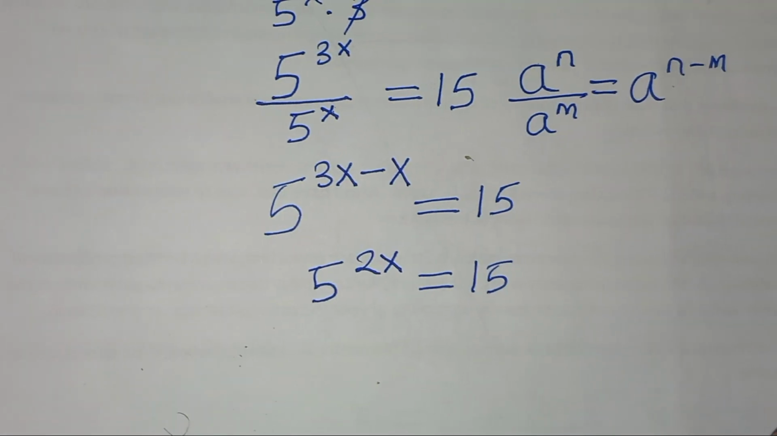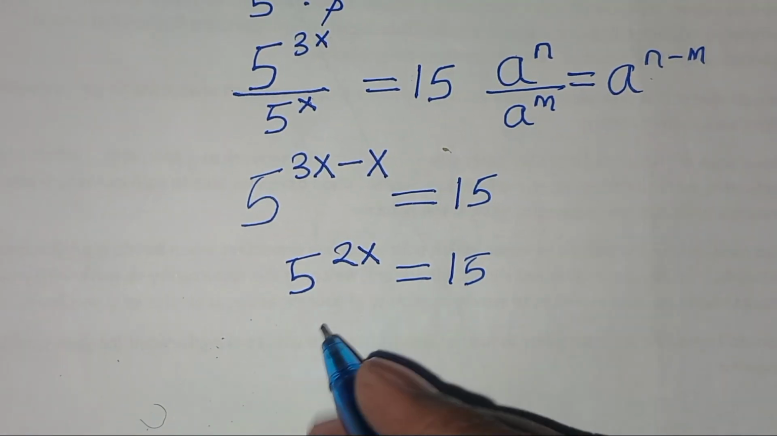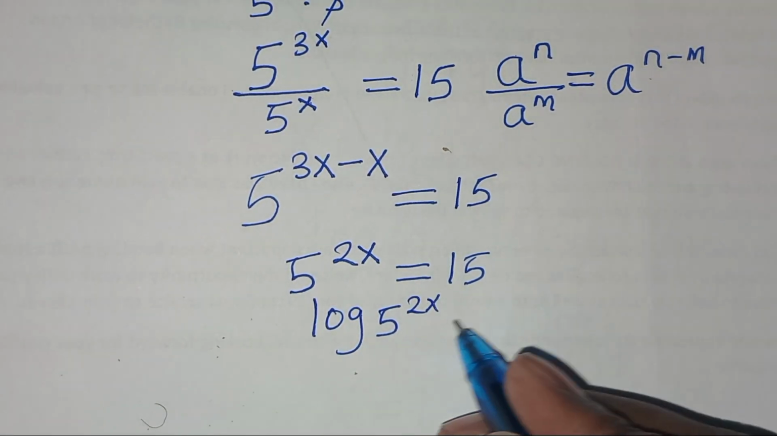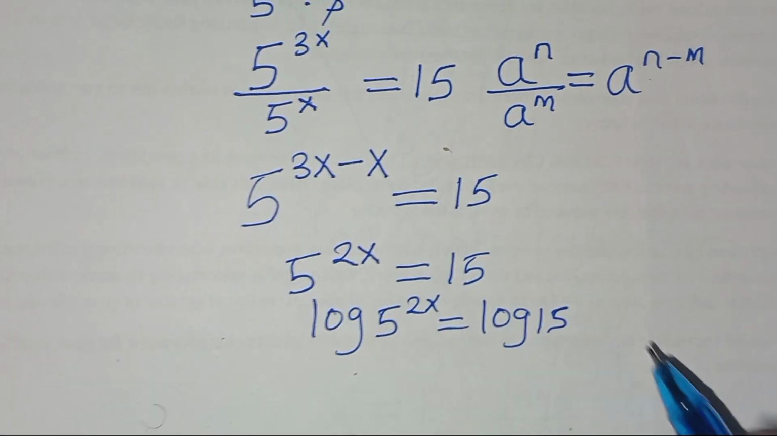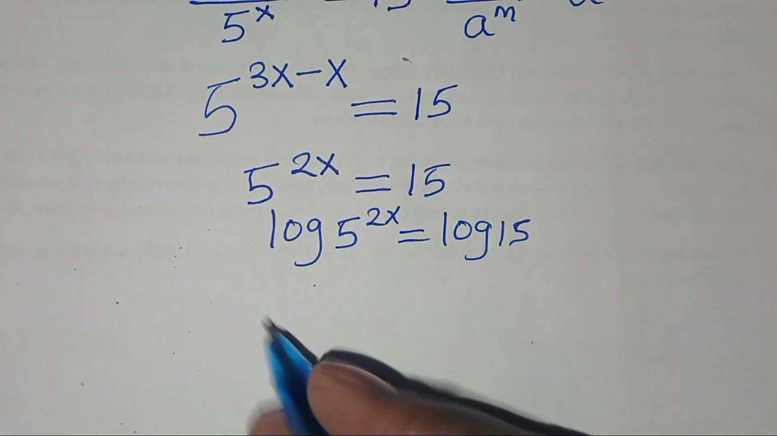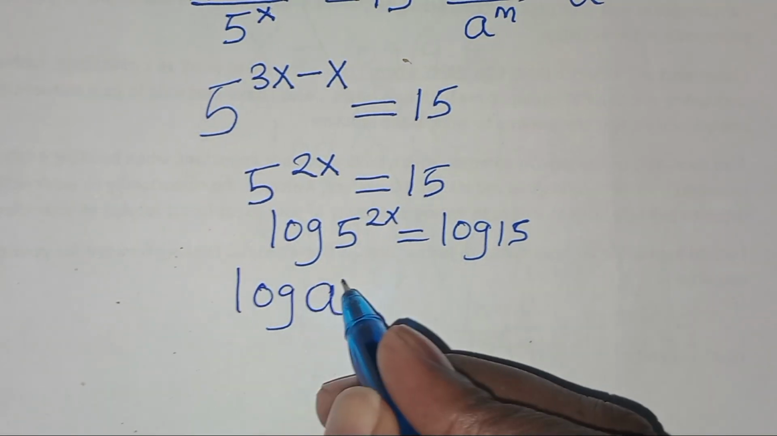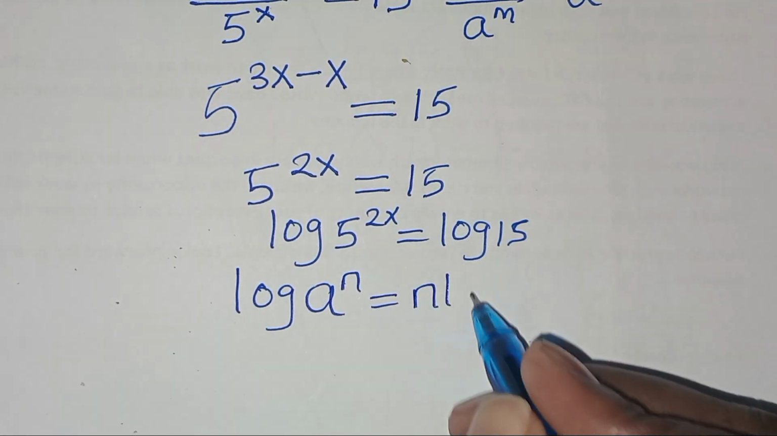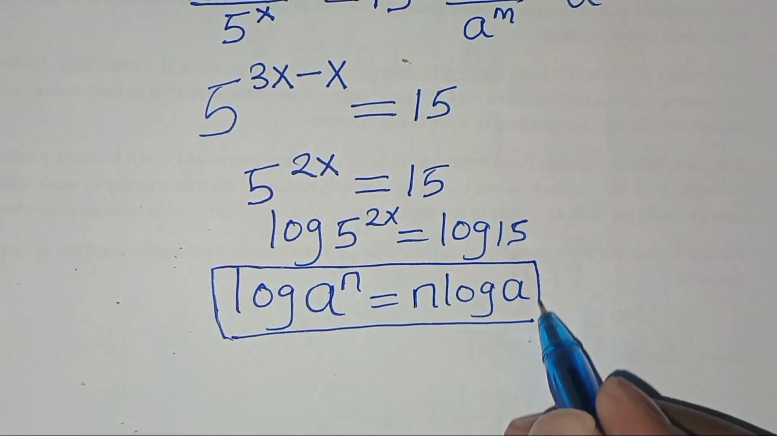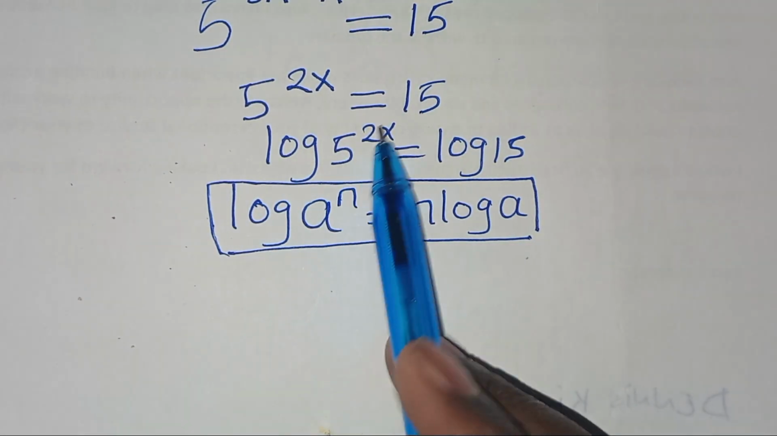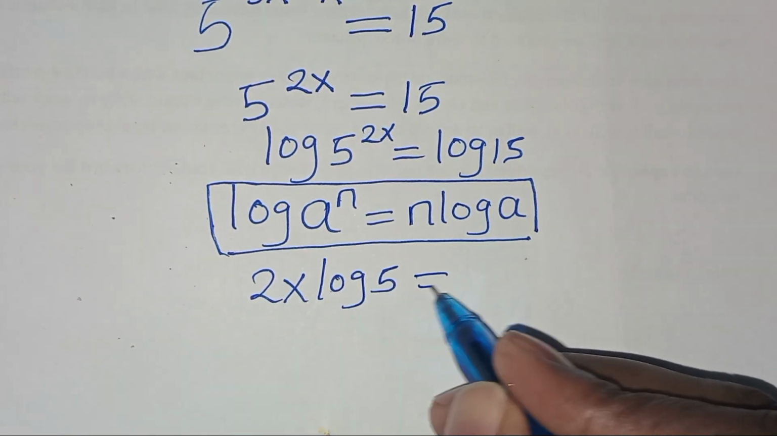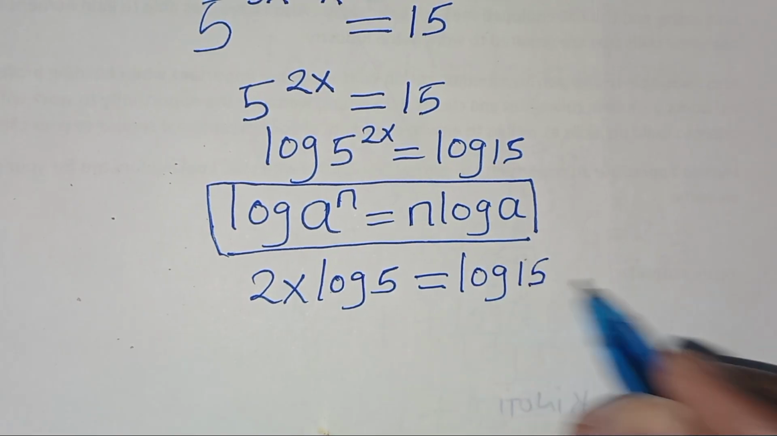Now to solve for the value of x, we introduce logarithm on both sides, so that here we have log 5^(2x) equal to log 15. Log 5^(2x) is in the form of log a^n, which we can express as n log a. Applying this power rule property of logarithm, log 5^(2x) becomes 2x log 5, which is equal to log 15.